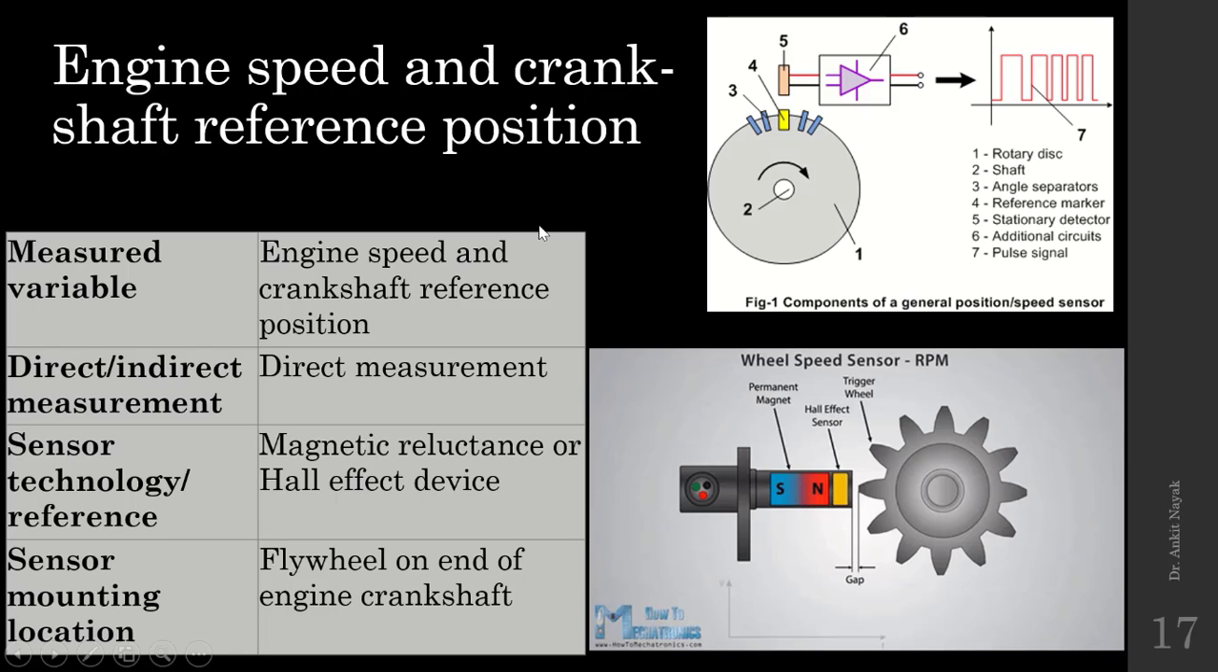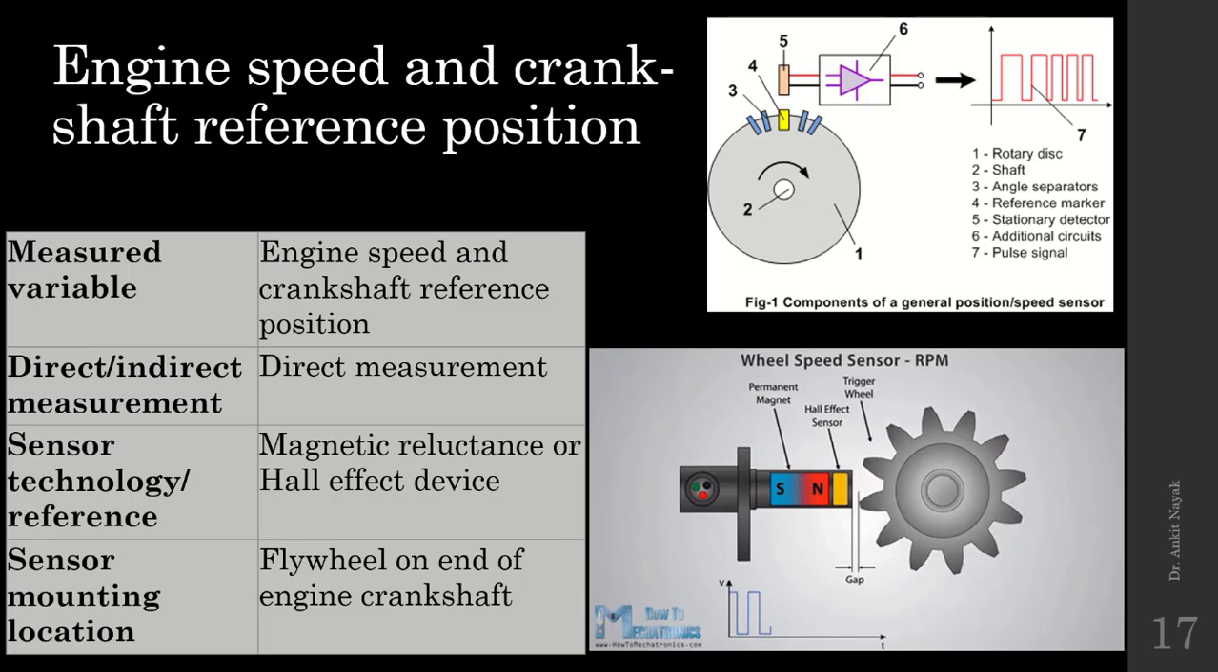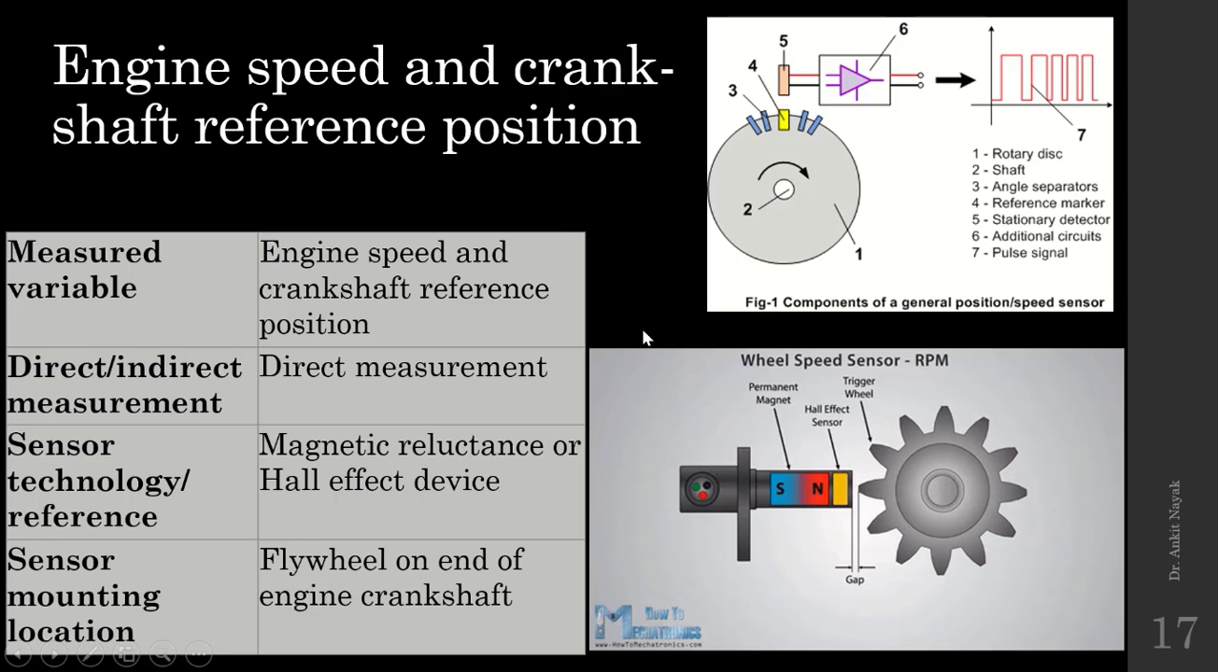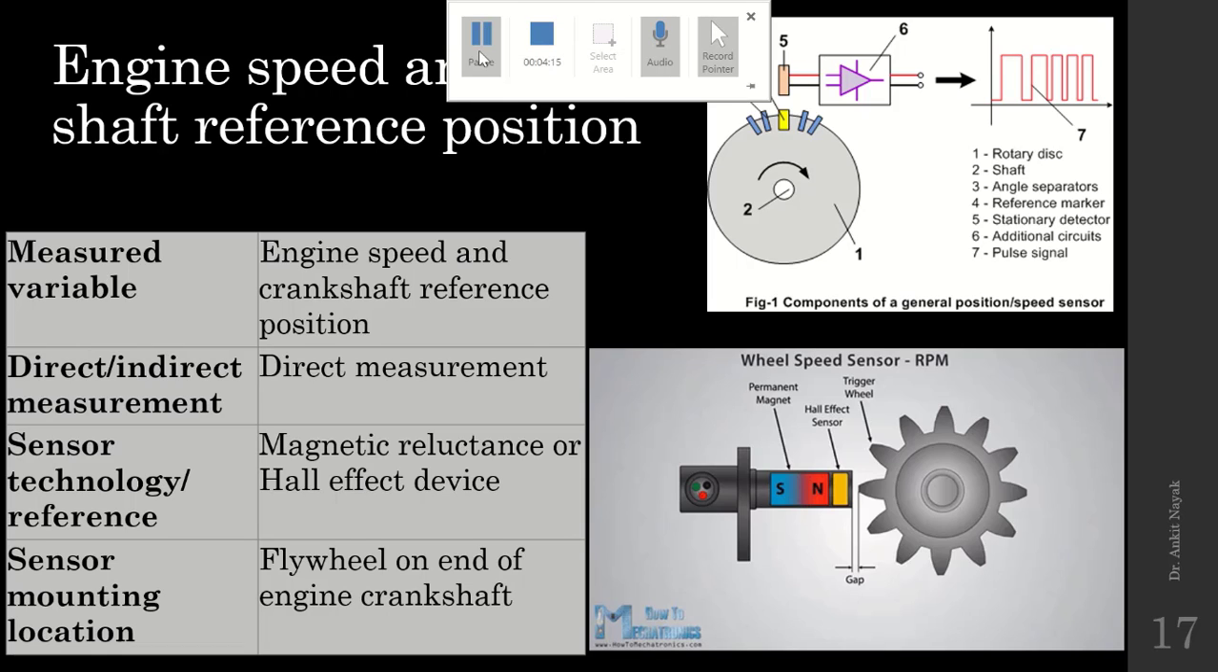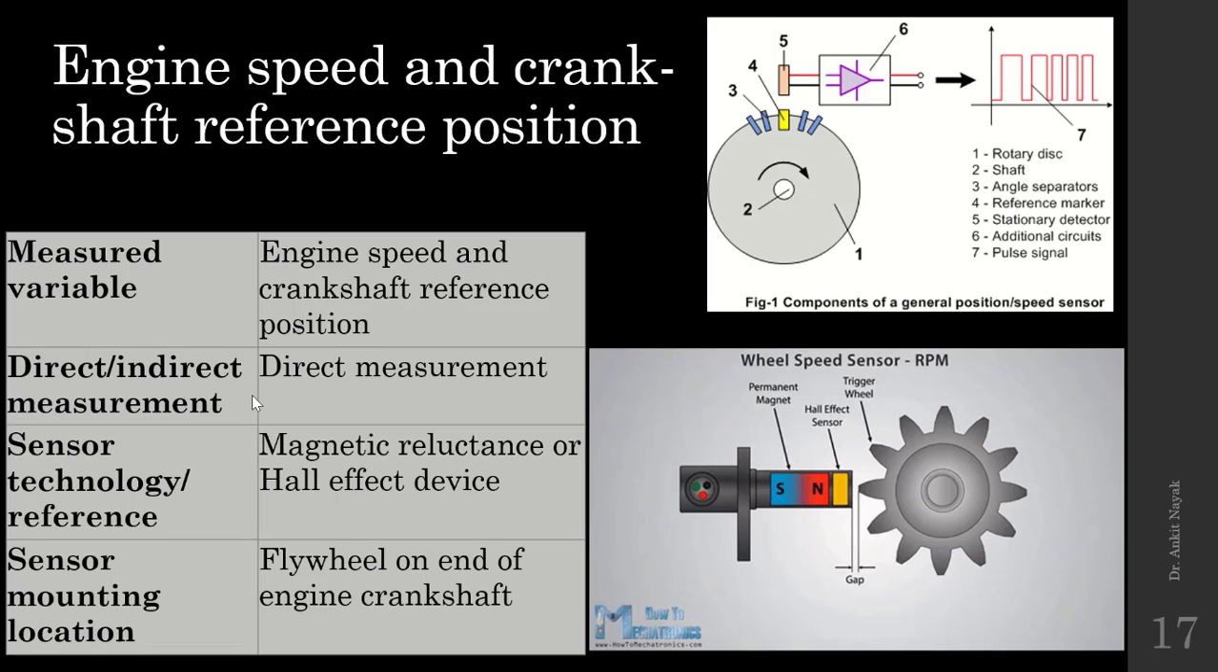So for this measurement of the speed or the positioning of the crankshaft, we can use such sensors. The measured variable in this case will be the engine speed and crankshaft different positions. Direct and indirect measurement in this case, so we have to perform the direct measurement. Sensor technology, magnetic reluctance or Hall effect sensor we can use. Then sensor mounting location, on the flywheel or on the end of the engine crankshaft.